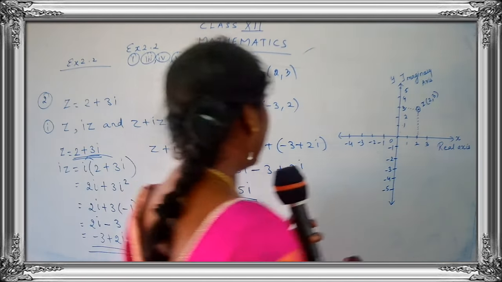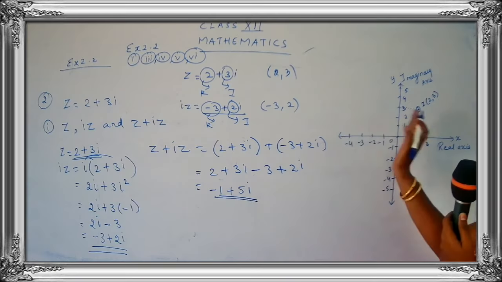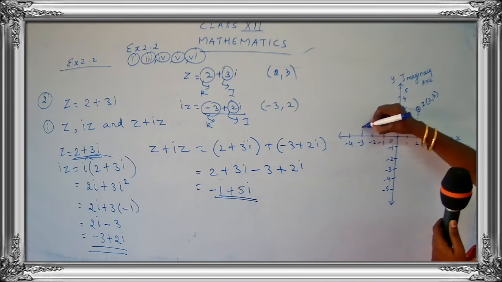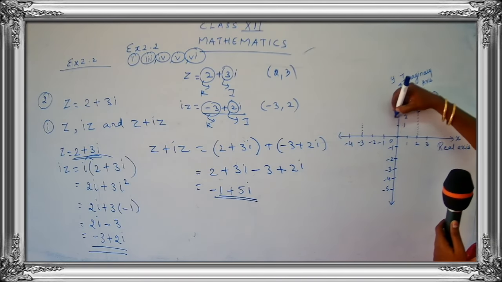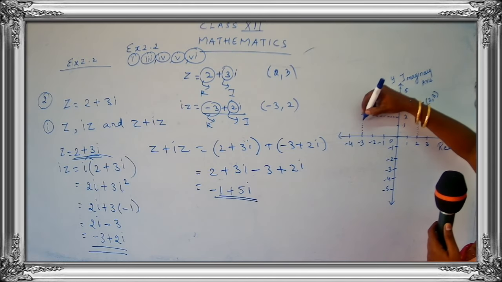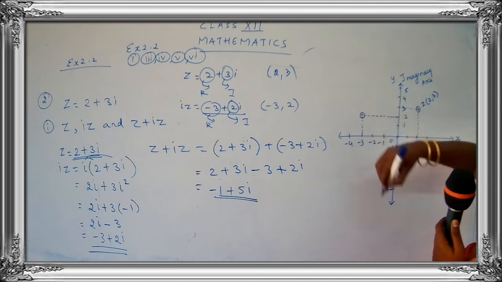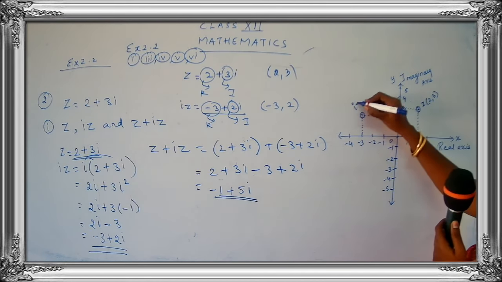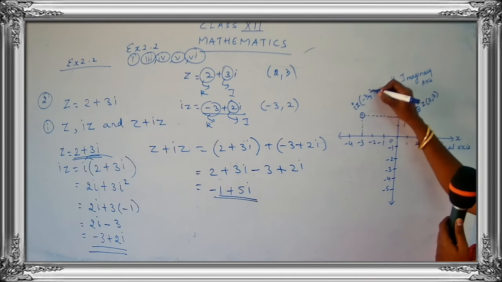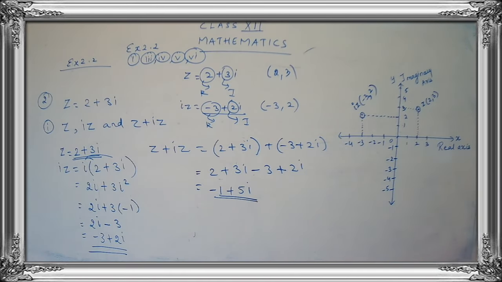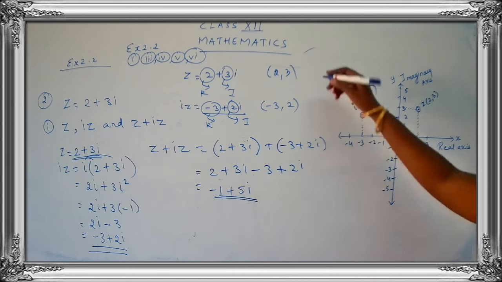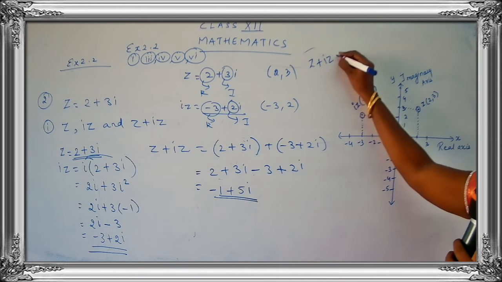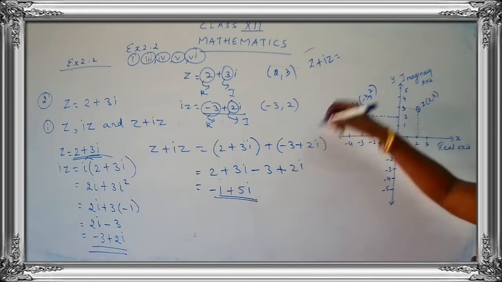Plotted, children? Minus 3 somewhere here. Yeah, you have here the same. Minus 3 and 2 here. Okay. This is iz. Put here minus 3 comma 2. So we have plotted z and also we have plotted iz. The last one is z plus iz.